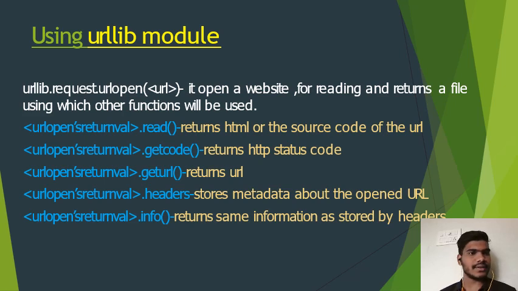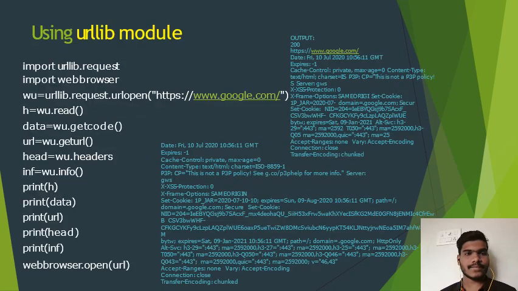urllib.request.urlopen, read, getcode, geturl, headers.info. Using urllib.request.urlopen, it opens a website for reading and returns a file using which other functions will be used. Returns HTML, HTTP code, metadata. This is the example of the previous slides.